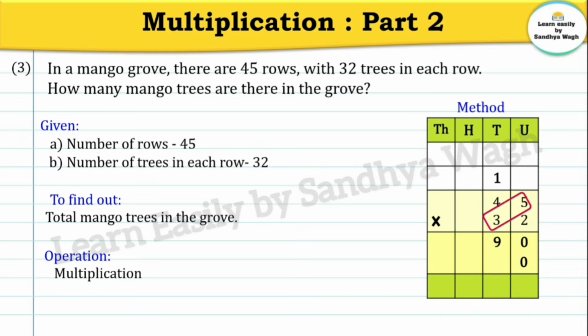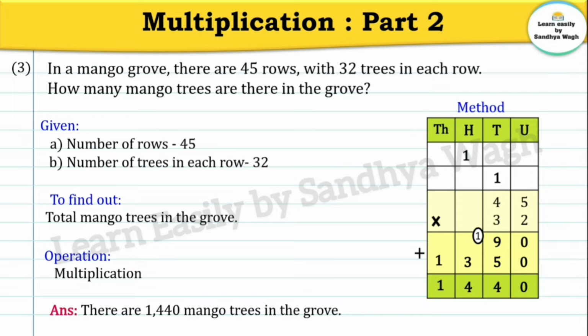Now 3 5s are 15, so we'll write 5 in the tens place, 1 will go as a carry over. Now 3 4s are 12, 12 plus this 1, 13. Now let's add these numbers. 0 plus 0, 0, 9 plus 5, 14, 3 plus 1, 4 and 1. So our final answer is there are 1440 mango trees in the grove.